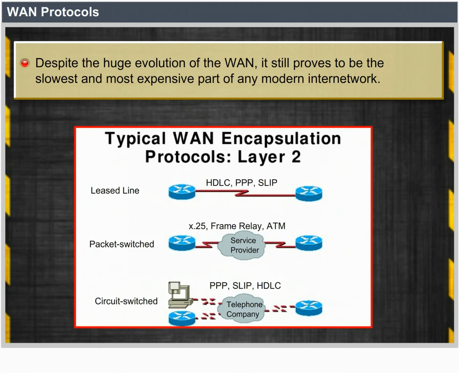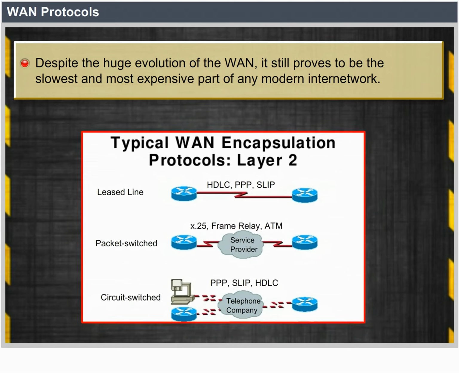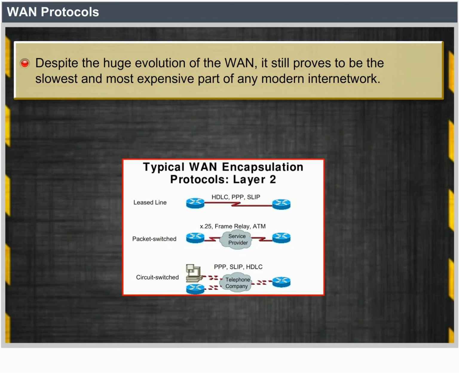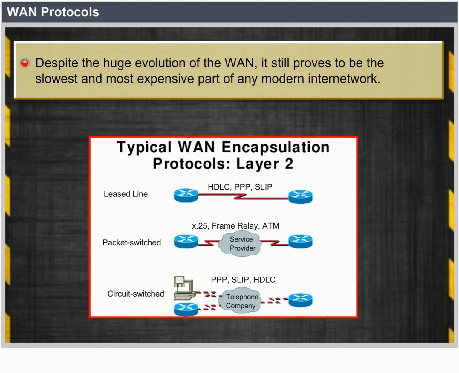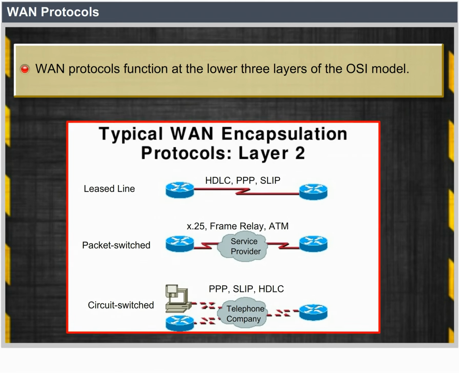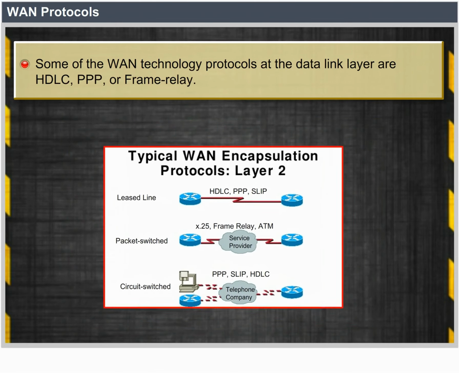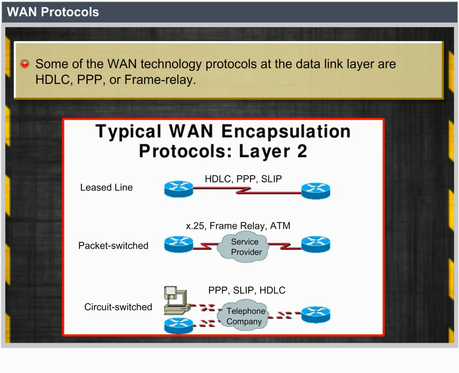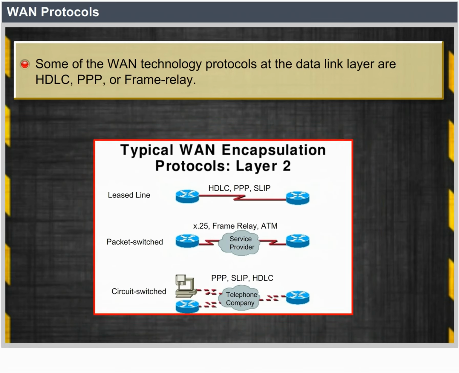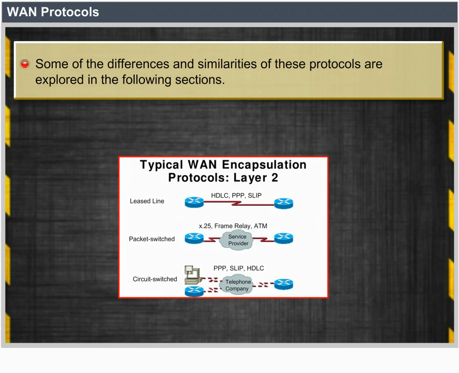WAN protocols function at the lower three layers of the OSI model. Some of the WAN technology protocols at the data link layer are HDLC, PPP, or Frame Relay. Some of the differences and similarities of these protocols are explored in the following sections.